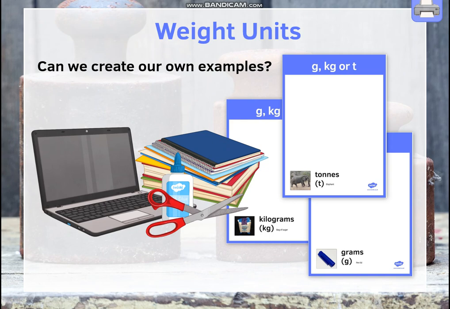Maybe you have a television. Would it be best to weigh that in grams, kilograms, or tons? There could be a slice of bread in the kitchen. Would it be best to weigh that in grams, kilograms, or tons? So just try and see which scale would be best to weigh them. Alright?